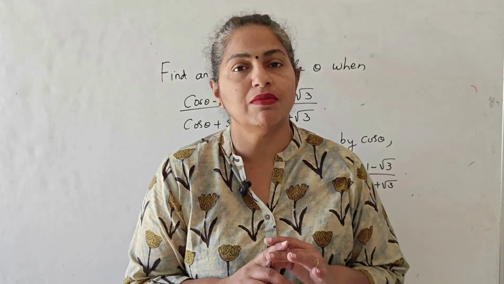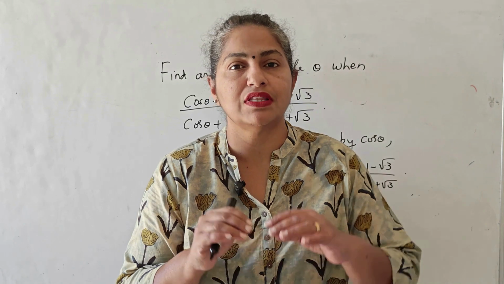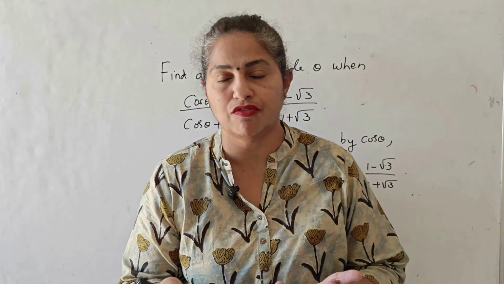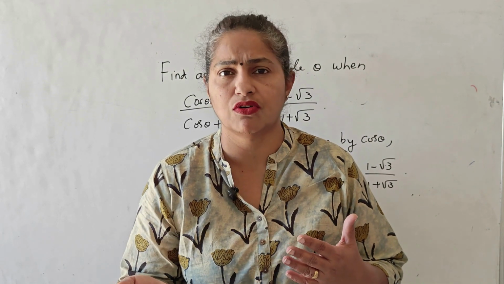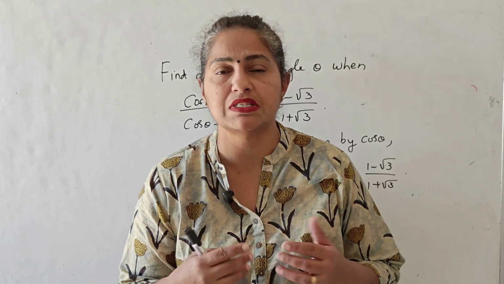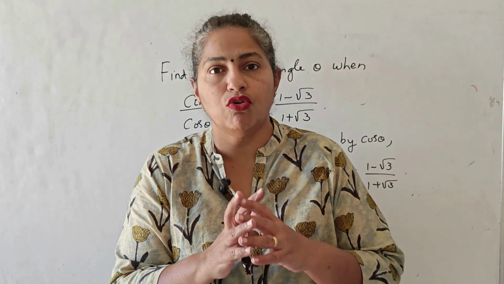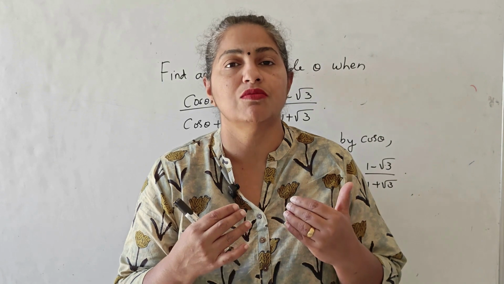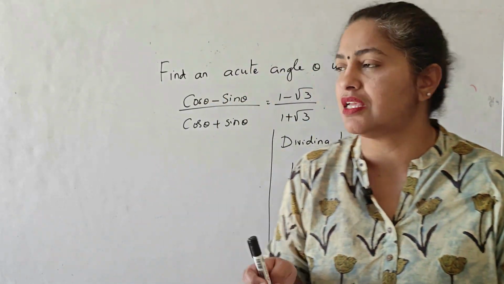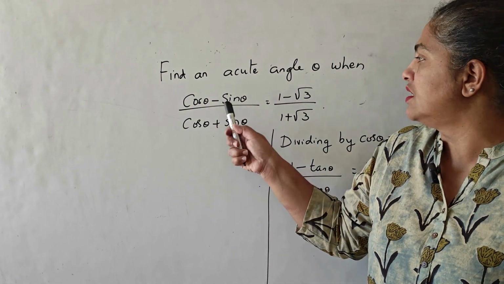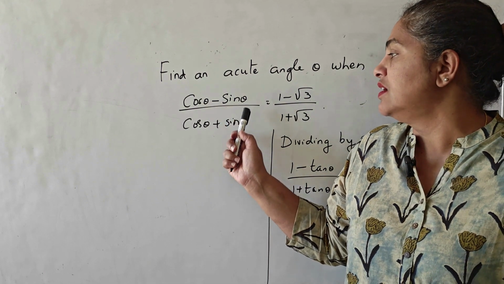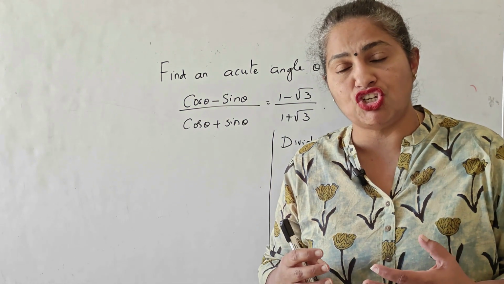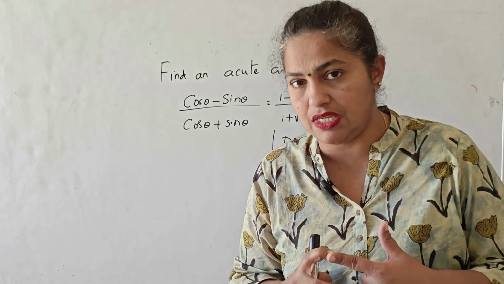In the previous sum, dividing by cos square theta in order to get tan square theta was thinking out of the box. Now here you have a similar sum again, taken from the CBSE website on their sample papers or previous year's question papers. I don't remember which. Here also we are trying to convert the entire equation in terms of tan theta. Have a look at this particular question. Find an acute angle theta when cos theta minus sin theta divided by cos theta plus sin theta is equal to this value. We are given an equation, we need to find the value of theta.